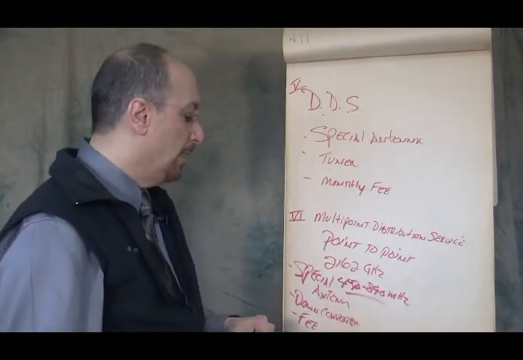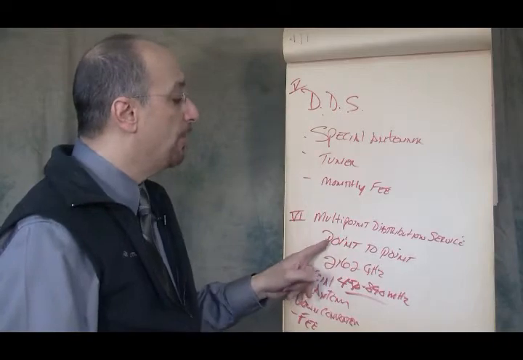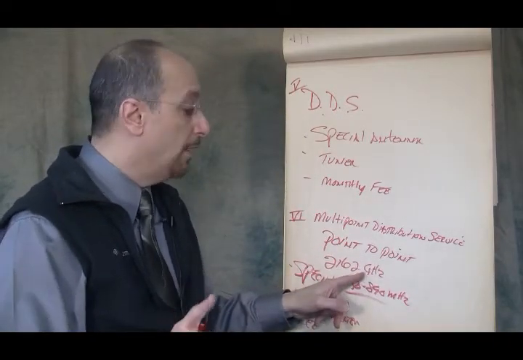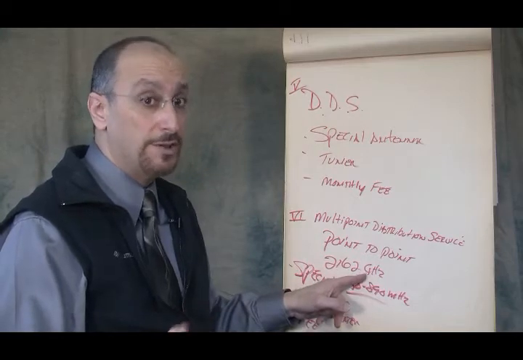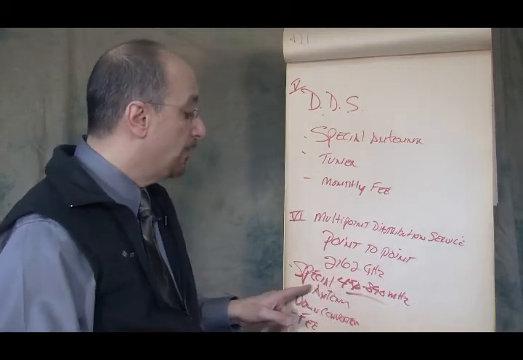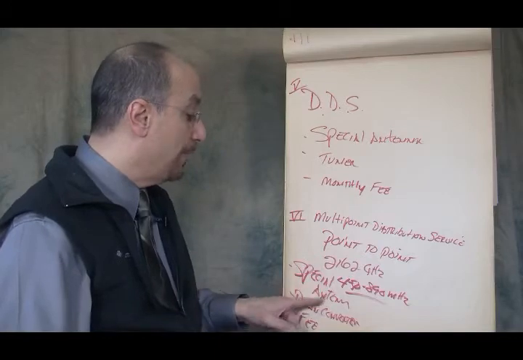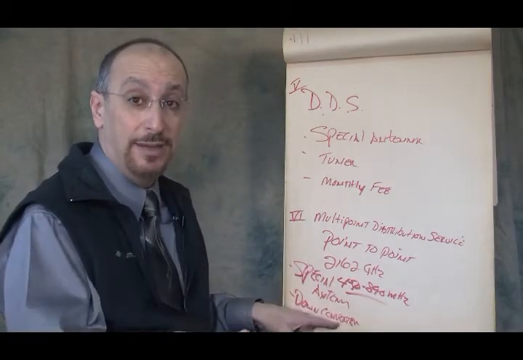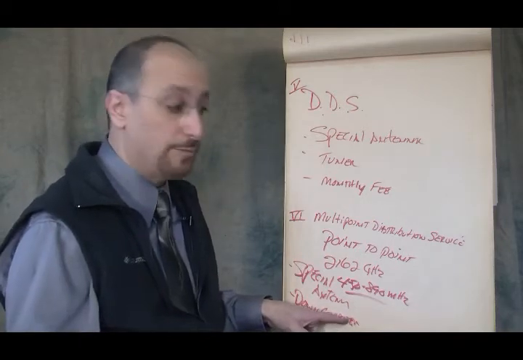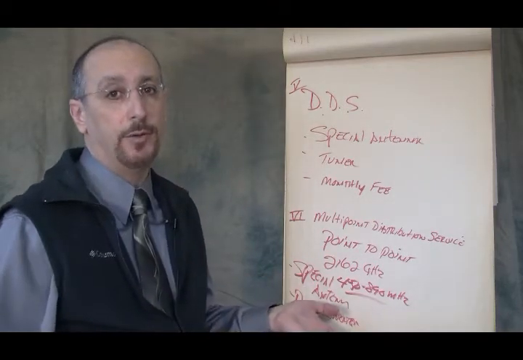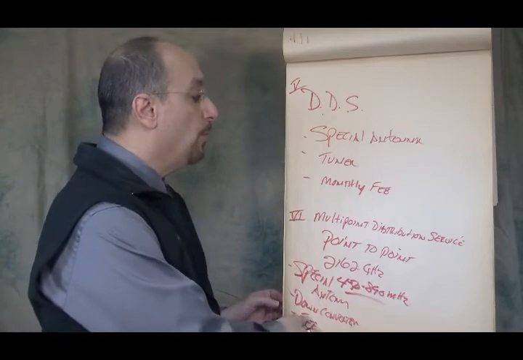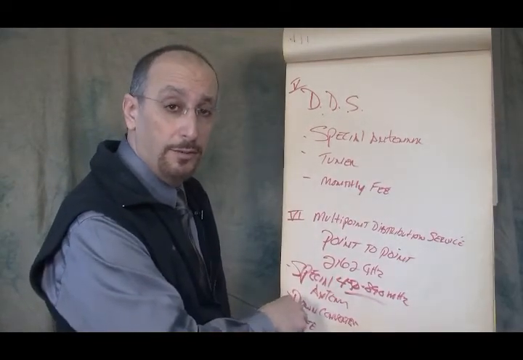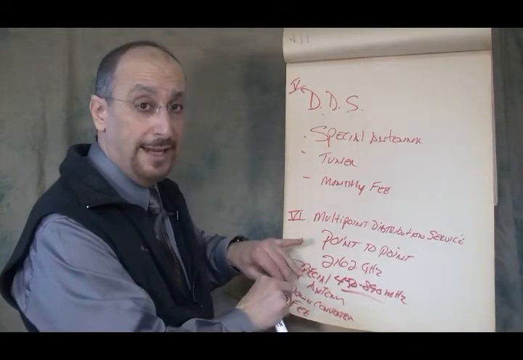That's part 8. So multi-point distribution service is point-to-point communication. It uses special frequencies, so only the people set up to receive those frequencies will receive them. So you need a special antenna to receive those frequencies. You need a down converter to convert those high frequencies to regular frequencies so a regular television set can recognize them. And of course, you pay a fee. That's multi-point distribution service. Again, that was very popular for corporations and companies in the 1980s and 90s.